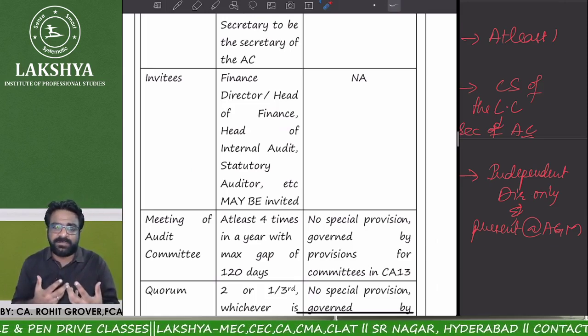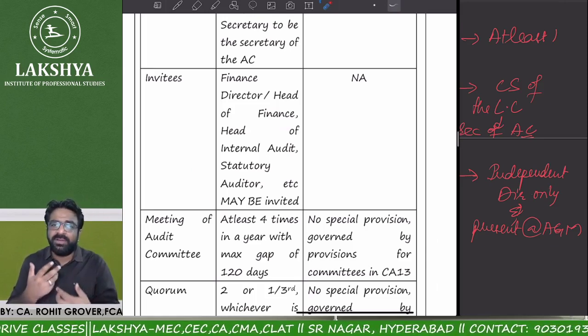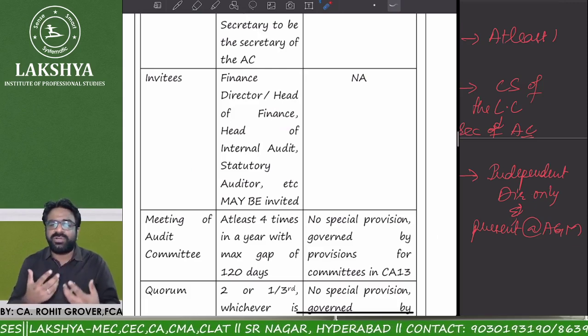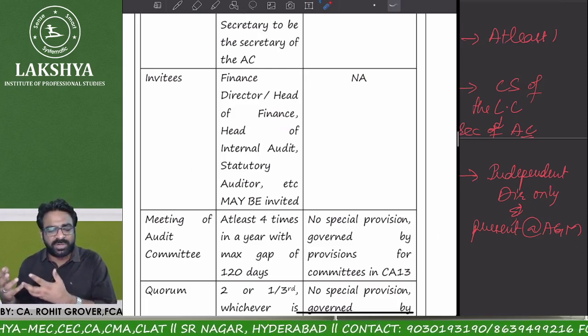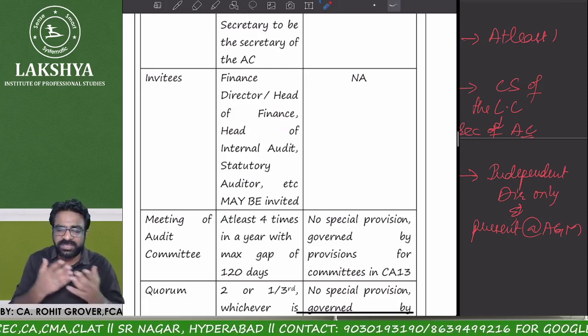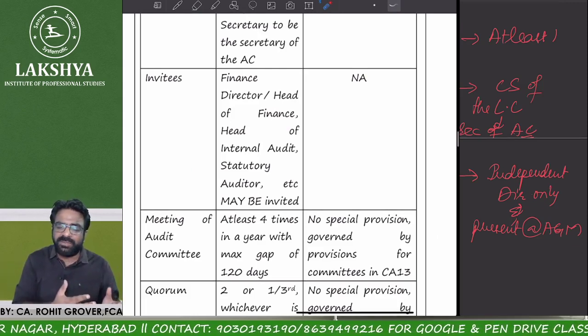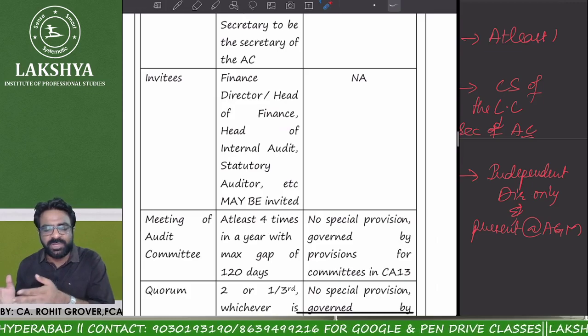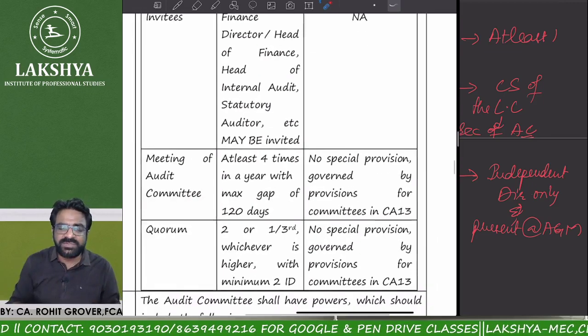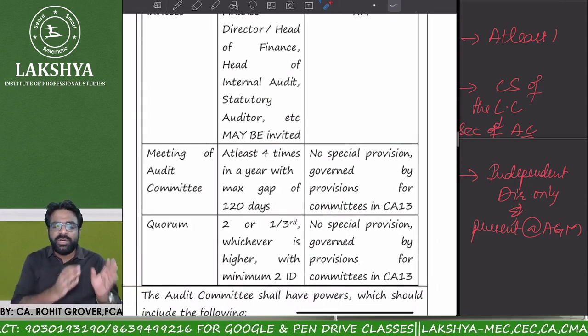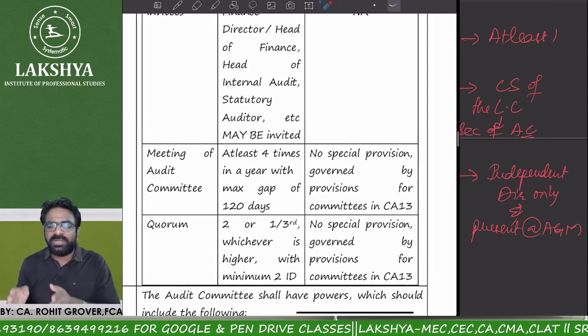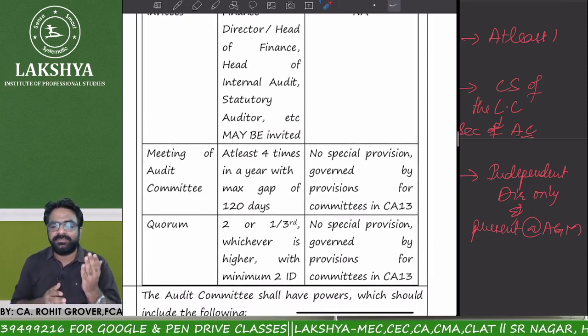Clear, everyone? First of all, there can be some invitees as per the LODR, because a listed company needs the head of the finance department, head of the internal audit department, finance director, or statutory auditor. But in this case, not required. How many meetings? 4 meetings. In this case, no such provision. What is the maximum gap between the 2 audit committee meetings? 120 days. No such provision. What should be the quorum? Yes, that is very important. What should be the quorum? 2 or 1/3 of the audit committee strength, whichever is higher.